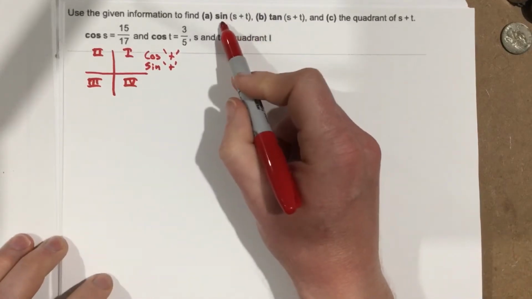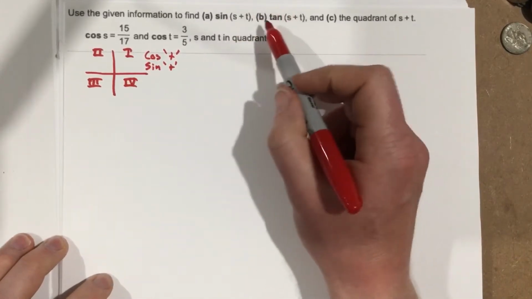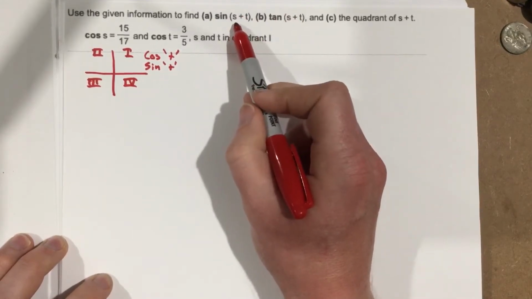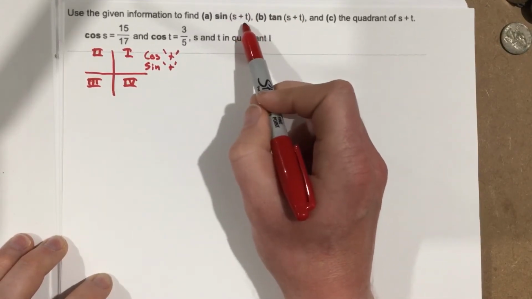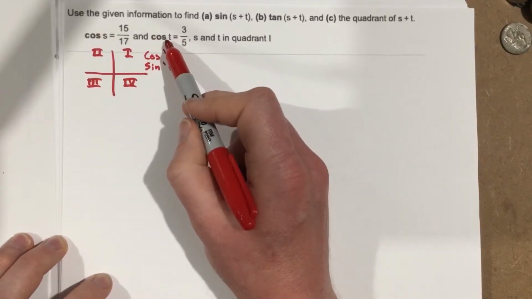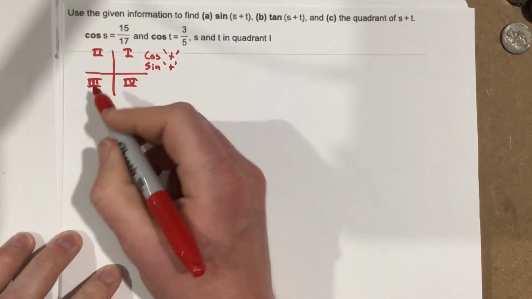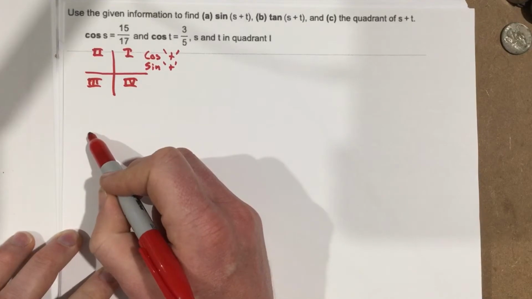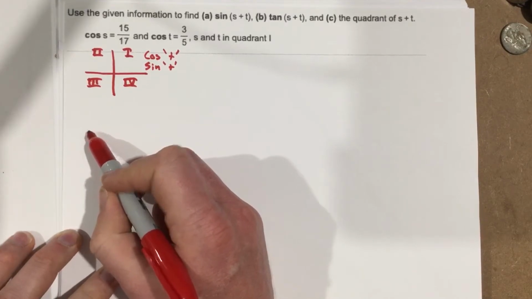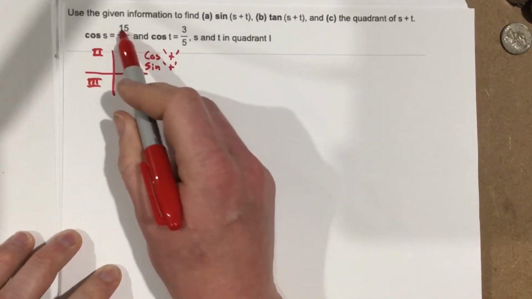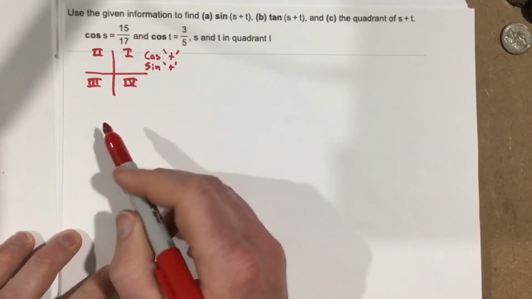Now they're going to ask us for sine s plus t and tan s plus t. So because of the sum and difference formulas, we're going to need to know not just cosine s, we're going to need to know sine s, and we're going to need to know sine t instead of just cosine t. So what I need to do is write a triangle for cosine s. And remember, s and t are different angles. So these are completely different fractions for two different triangles.